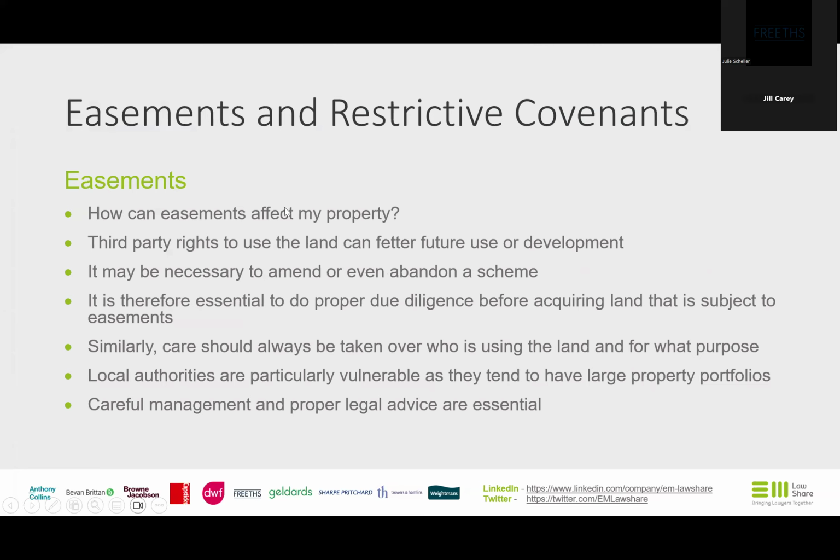So to consider why should you care: how can an easement affect the property? Well, it can be fairly minor or it can be really quite substantial. Third party rights to use part of your land could actually get in the way of future use or development. So for example, if the land has been sitting unused for a while and then it's brought into a plan.